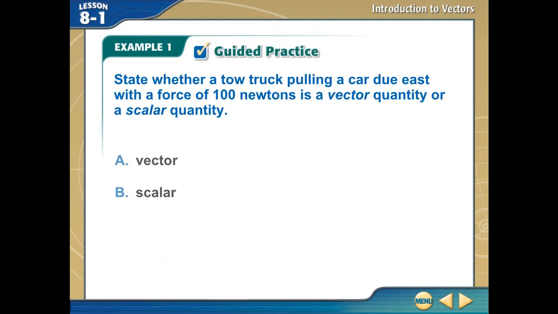All right. So you are going to complete this one on your own. On your homework sheet, you need to determine whether a tow truck pulling a car due east with a force of 100 newtons is a vector quantity or a scalar quantity. Again, you're trying to identify a direction and a magnitude for it to be a vector.